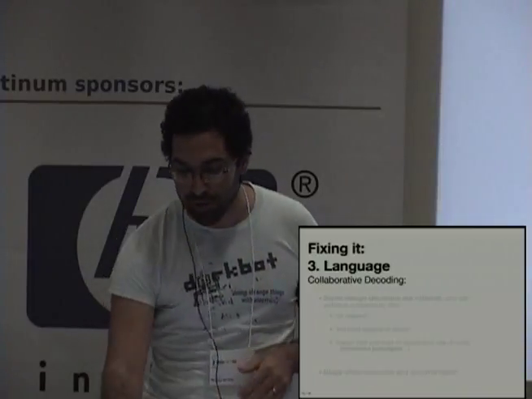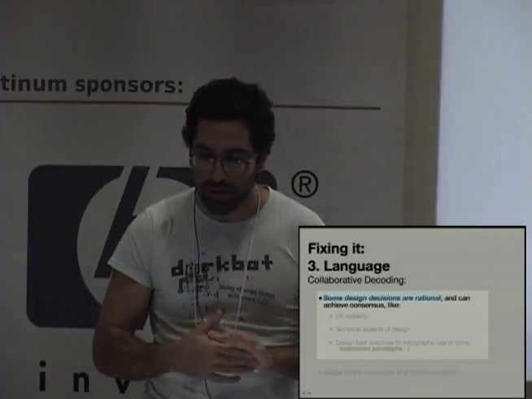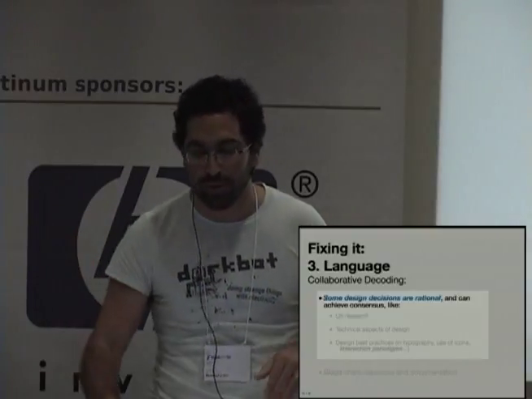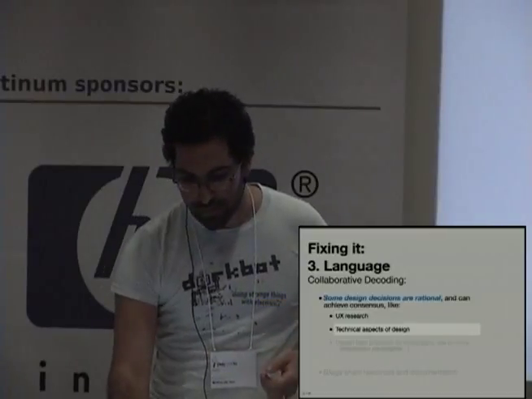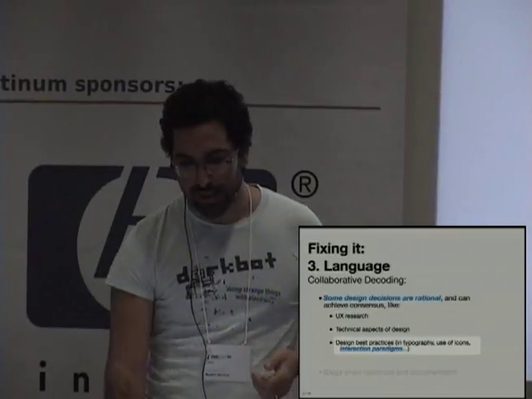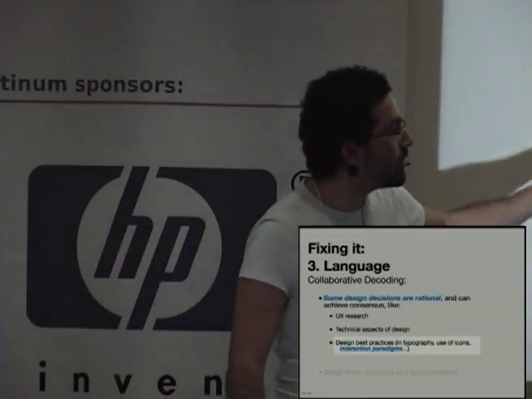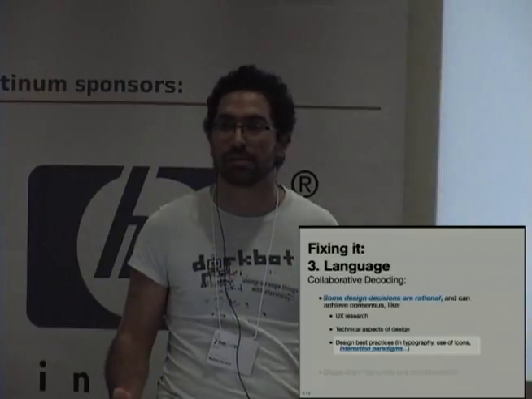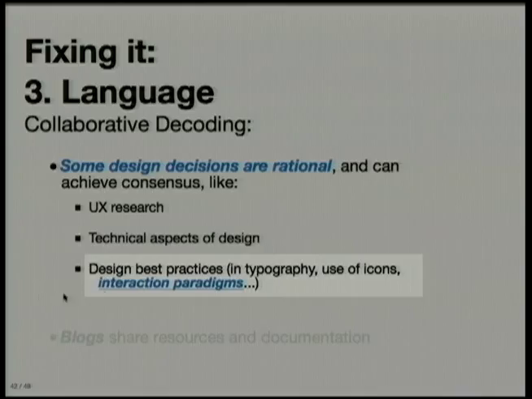When we're talking about collaborative decoding, some design decisions are actually rational. And if they are rational, we can come to a consensus on them. For example, user experience research, technical aspects of design, and design best practices. We can think of interaction paradigms. You're seeing a text with an underline under it. Does anyone have a guess what this means? It means that it's probably a link, right? And indeed, it's a link.